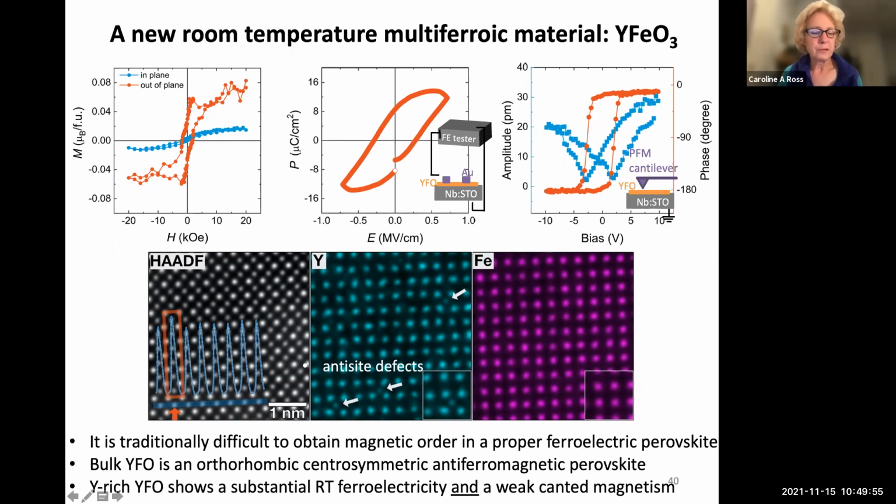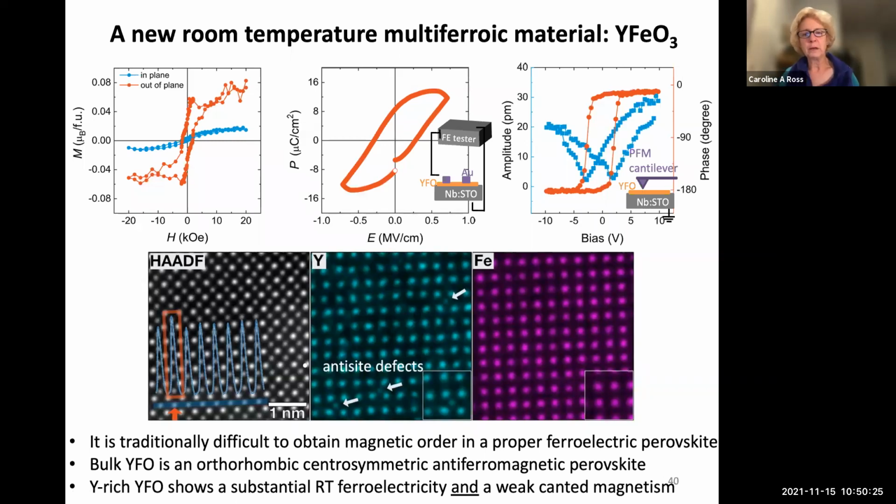And we found rather accidentally that when we grew thin films of this material, it turned out to be a ferroelectric, quite a good one. So we can see here, we have a bit of magnetism, not very much, but there's some there. But here we've got some ferroelectricity. This is a PE loop, polarization versus electric field. And this is a scanning force measurement called PFM, piezo response force microscopy. And you can see here again, this is a ferroelectric response.